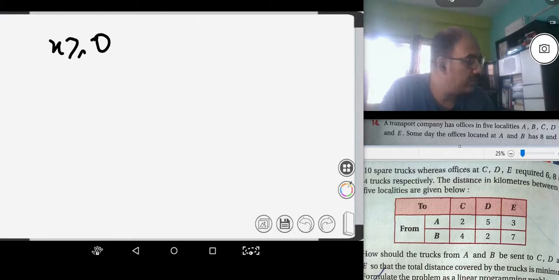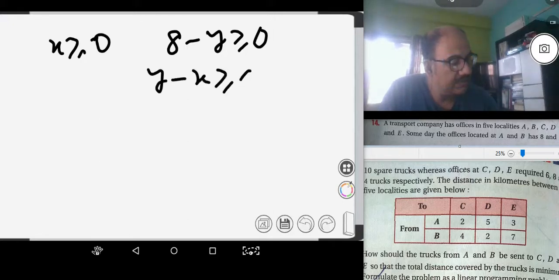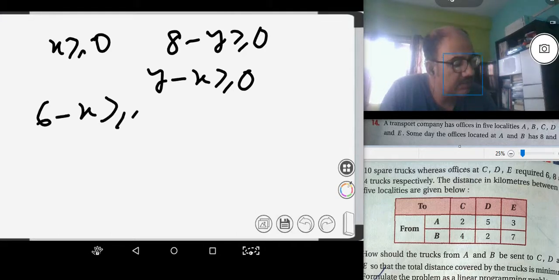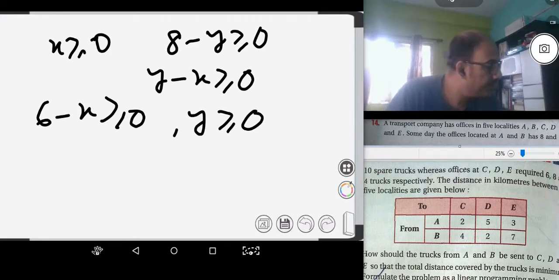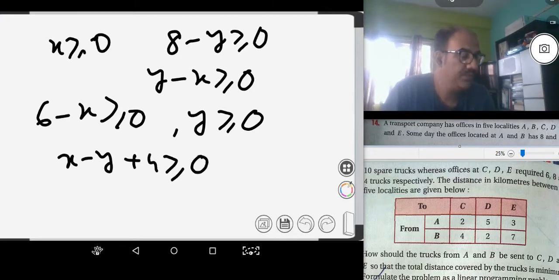Then A to D: 8 minus y must be greater than or equal to 0. Then we must have y minus x greater than or equal to 0. Then 6 minus x greater than or equal to 0, y greater than or equal to 0. So 1, 2, 3, 4, 5, and finally x minus y plus 4 greater than or equal to 0.